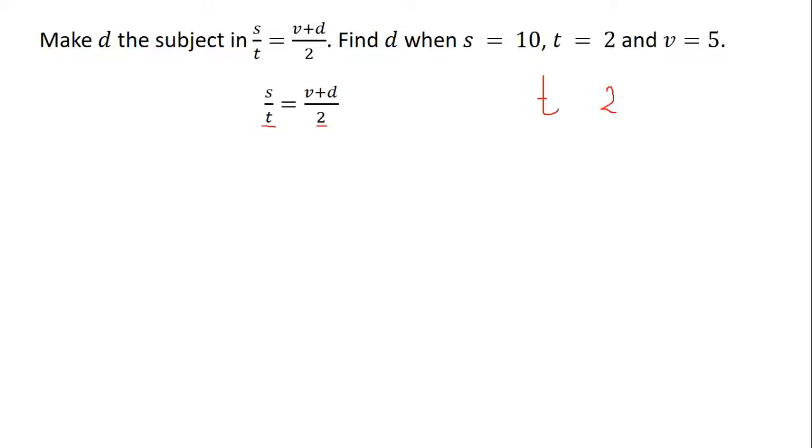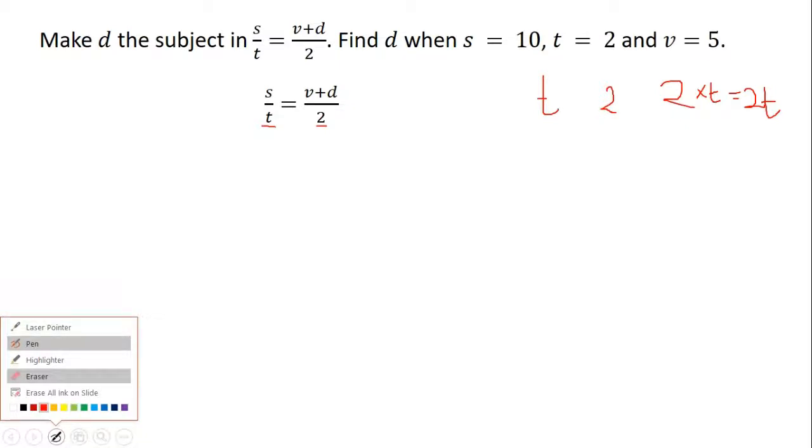So here the LCM we are going to use is 2 times t, which will give us 2t. So whenever you have one of the denominators being a variable, multiply the denominators and use it as the LCM. Okay, so here the LCM we are going to use is 2t.